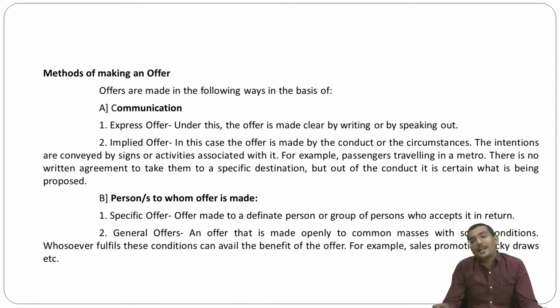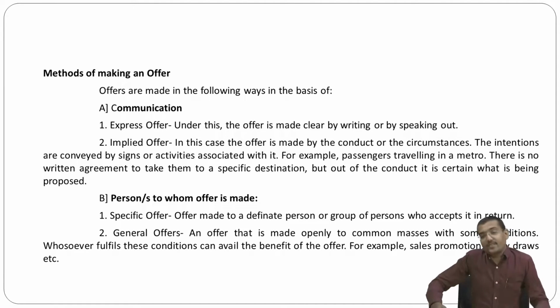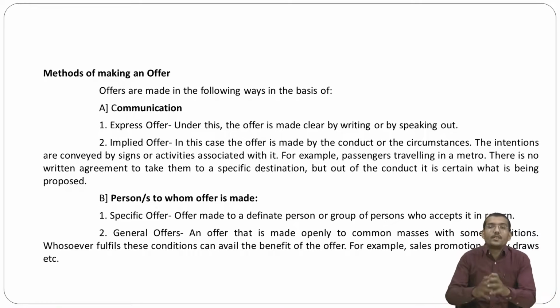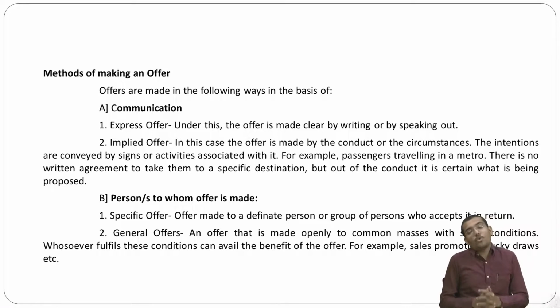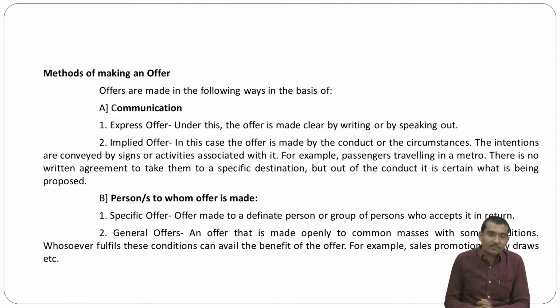Then what are the methods of making an offer? Offers are made in the following ways, or we can say on the following bases. First is communication, and second is the person to whom the offer is made. From the viewpoint of communication, it may be defined in two ways: an express offer and an implied offer. In an express offer, it must be in writing, or spoken out, or on a written basis.